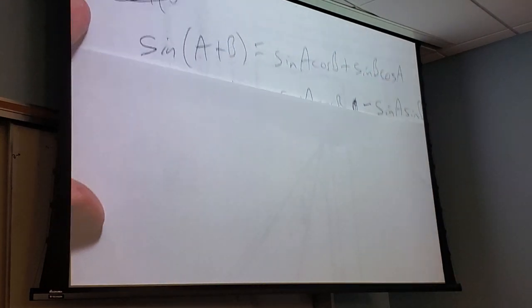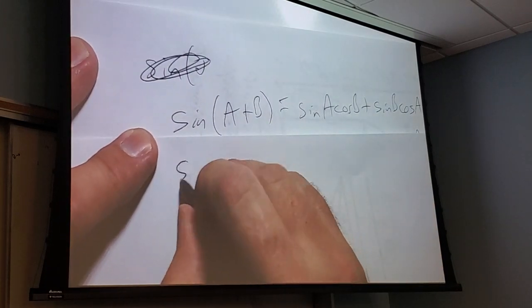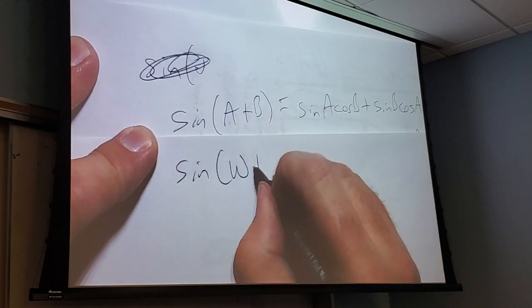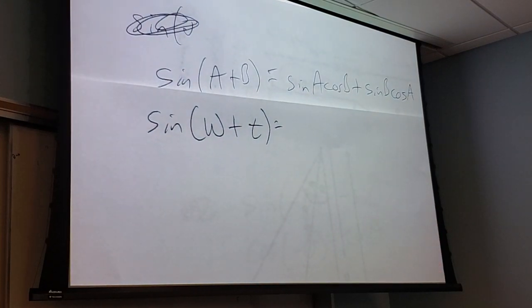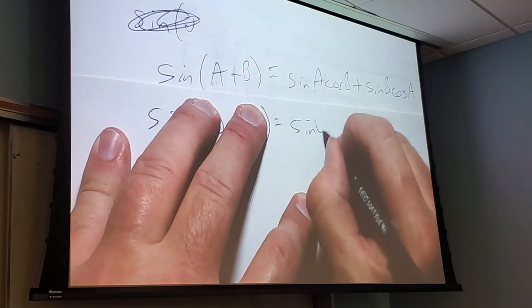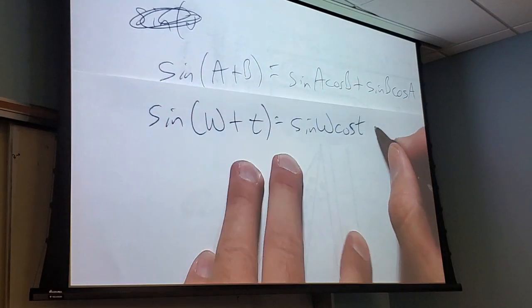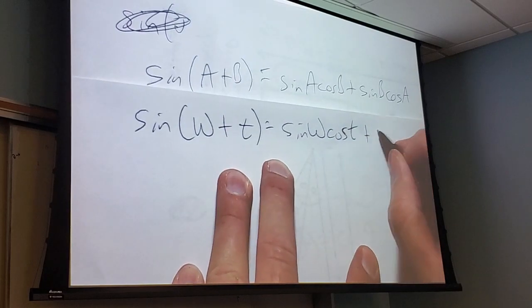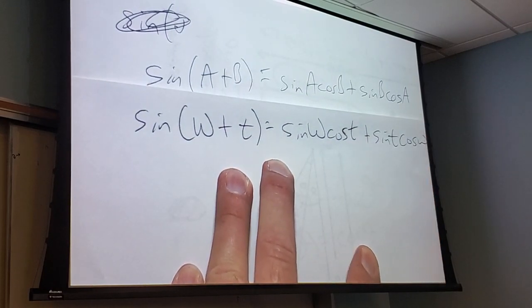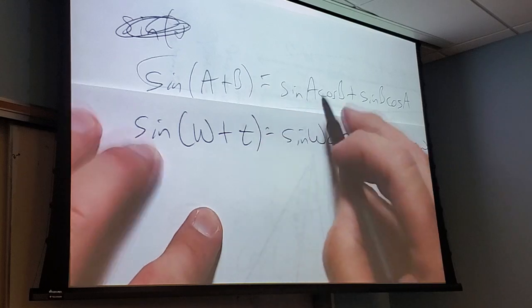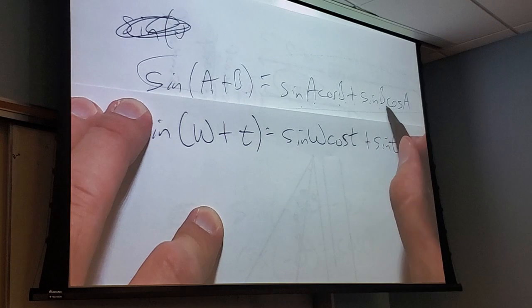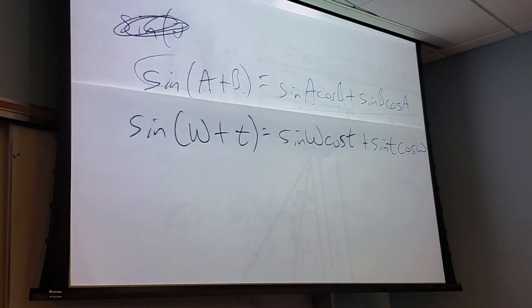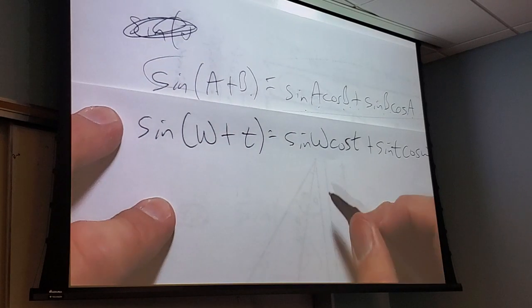So we got that. Coming back up here. Real quick, can somebody tell me what sine of W plus T is? Sine W cosine T, right, plus sine T cosine W. So what's the idea of this identity? The sum of two angles is sine of one cosine of the other plus sine of the other cosine of the one, right? That's the idea. I don't care what they are. That's how it's rewritten.